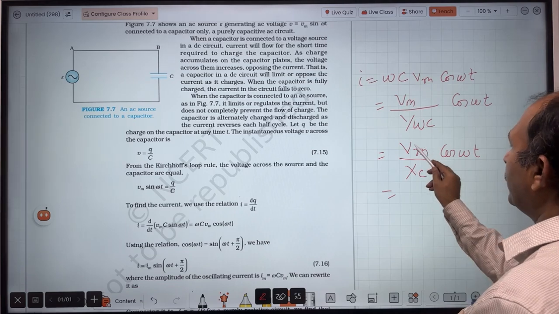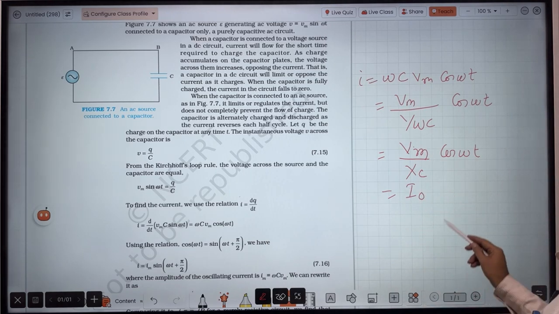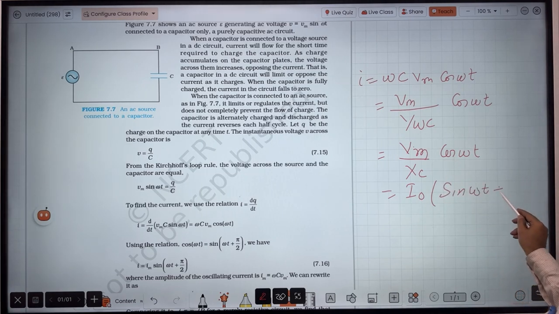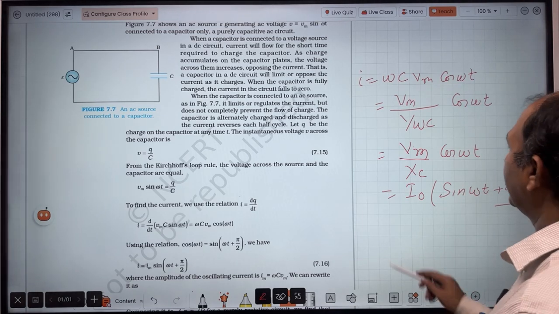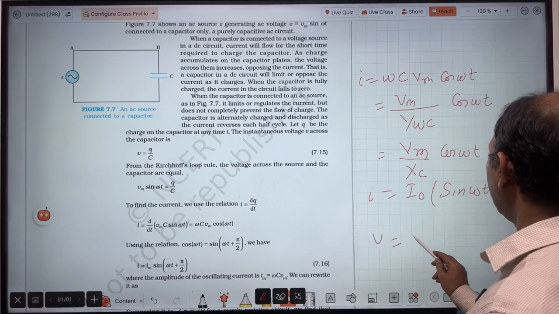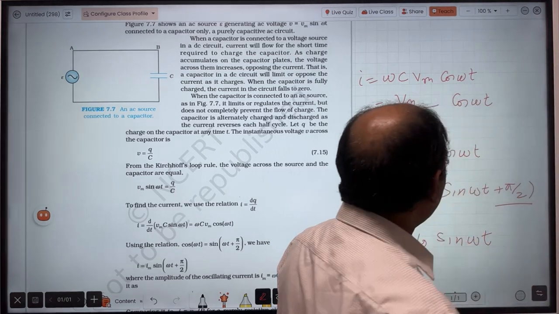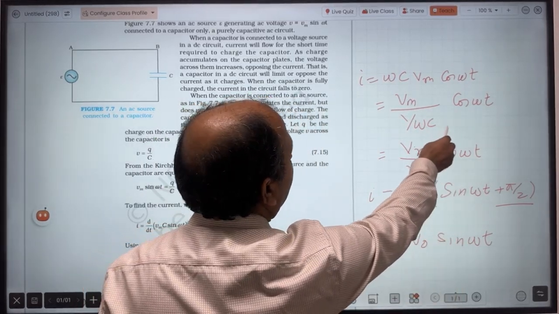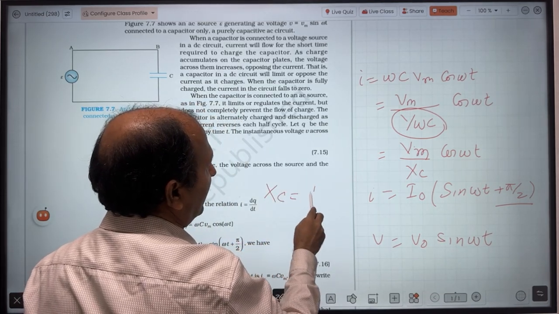This can be written as voltage divided by resistance giving current. So we write it as I0 or Im, and here we can write it as sin of omega t plus pi by 2, because sin of omega t plus pi by 2 gives cos omega t, correct? So what is happening in this case? If you compare it with V equal to V0 sin omega t, you will find that current leads voltage by pi by 2. And one more important term we have seen is that capacitive reactance is given by 1 upon omega C.